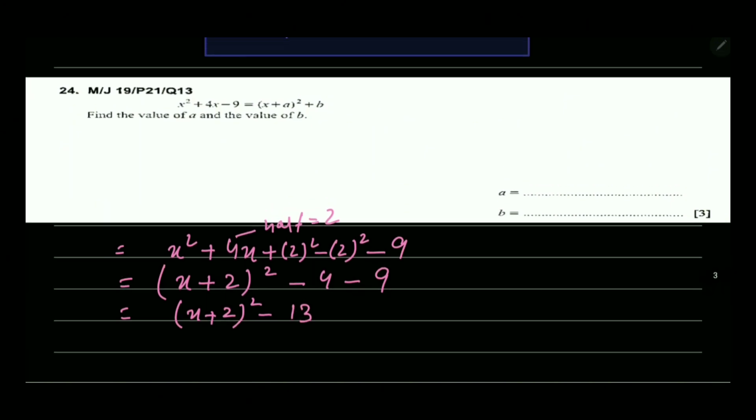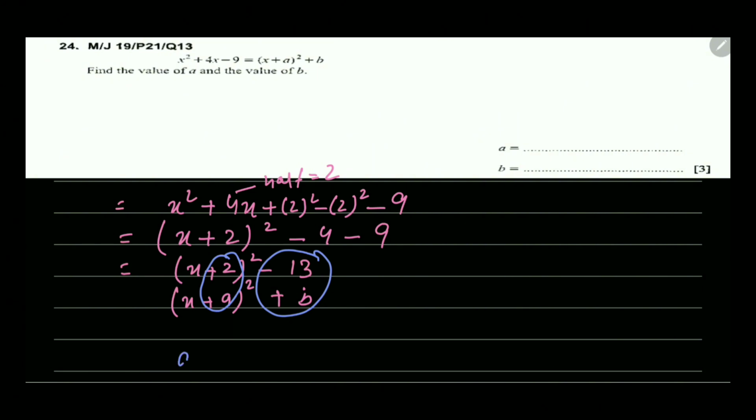Now we can see that this is the same form as given in the question. If we compare it with x plus a whole square plus b, we can see that a is plus 2 and b is negative 13. So the value of a is 2 and b is minus 13.